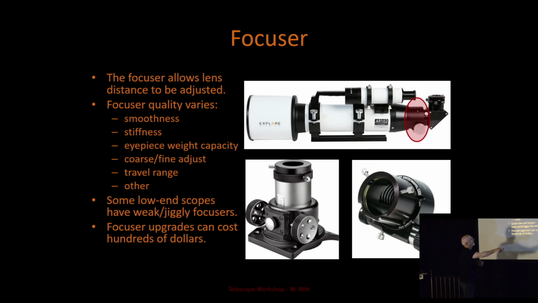Quick word on focusers, right? Like we said earlier, there's a mechanism to pull the tube apart or together to adjust focus. And again, if you buy a cheap scope, it may have a really cheap, crappy focuser. It could be very difficult to get good focus. It may be shaky, jiggly. It may not hold position very well.